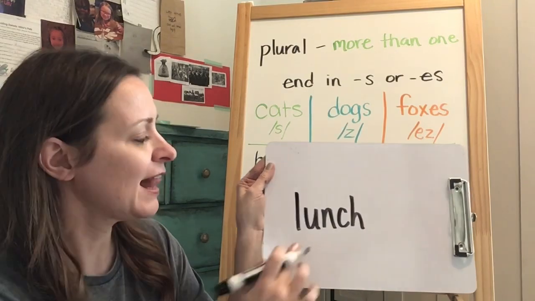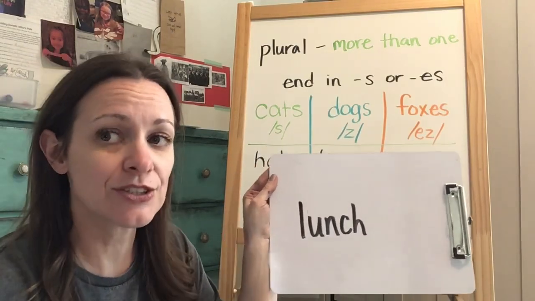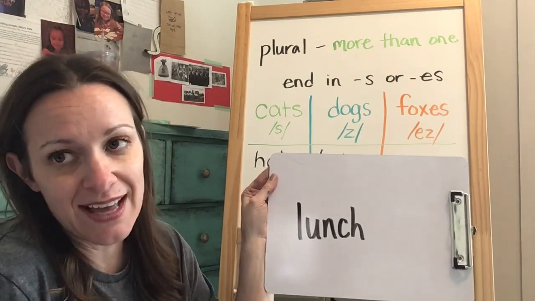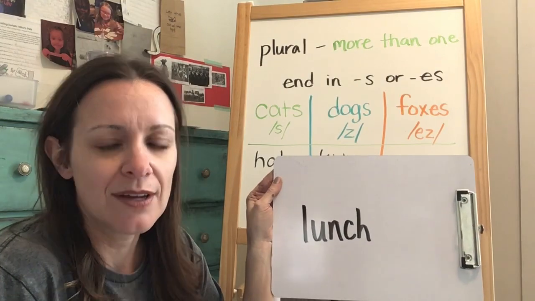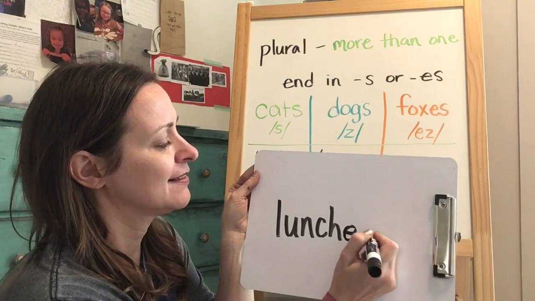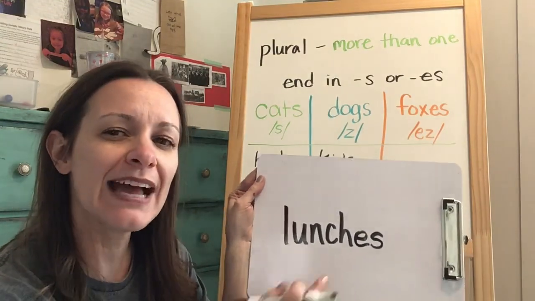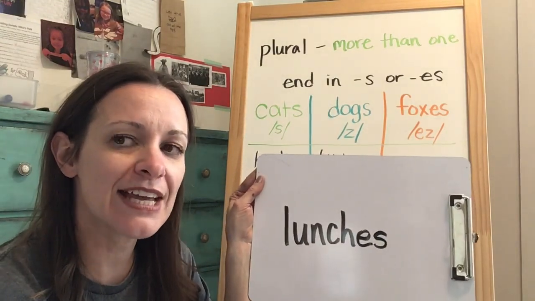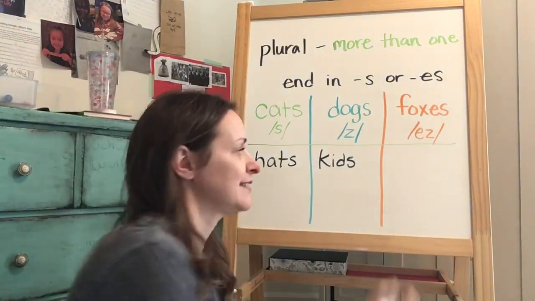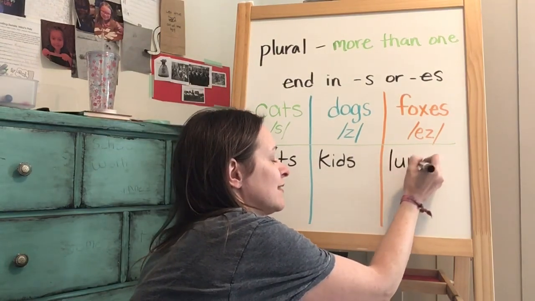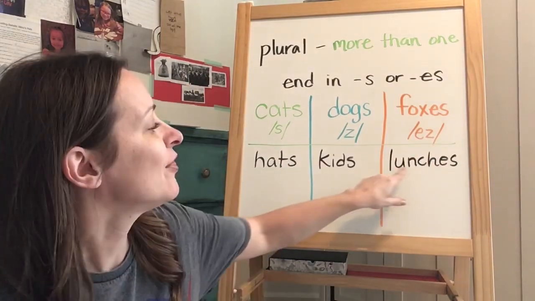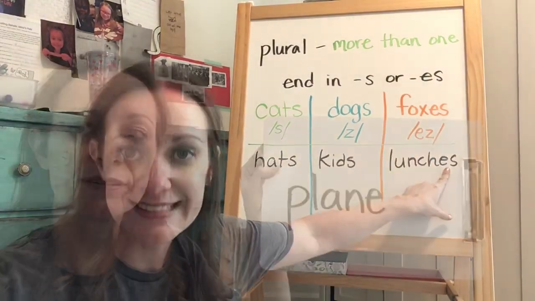What about the word lunch? This is just one lunch. That's a singular noun. To make it plural, we need to add an ES or an S. What makes more sense, lunches or lunchs? The ES makes more sense to say lunches. What does that ES say at the end? Lunches. That's right, just like "ez" in foxes. So we would write lunches under our "ez" because the ES is making the "ez" sound.